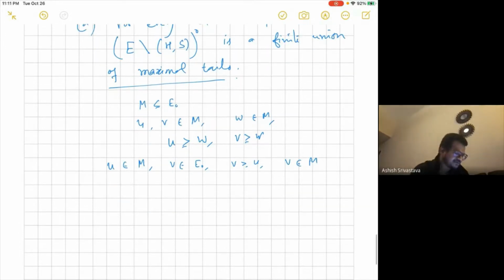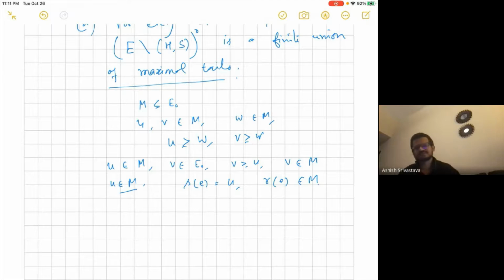And the third property we want is that if U is in M, then there is at least one edge E with source of E equals U and range of E being in M. All right, I'll stop here. Thank you.